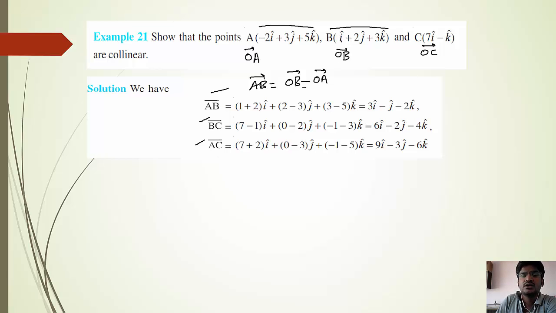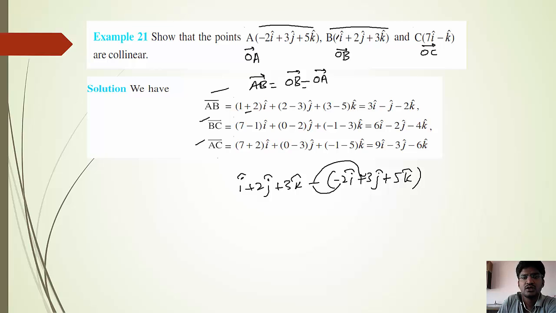You have to subtract. See here, coefficient is 1. 1 minus of this minus will be what? Plus. You have two vectors. First one is OB, i cap plus 2j cap plus 3k cap. This has to be subtracted with minus 2i cap plus 3j cap plus 5k cap. Clear? So if you solve this, minus into minus will be what? Plus. Minus into plus will be what? Minus. Clear? So here you have 1. Minus into minus is plus 2. Here you have plus 2.